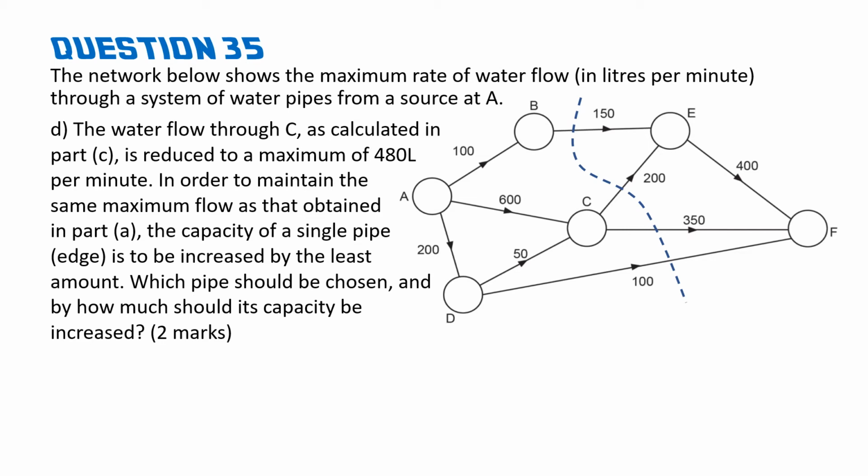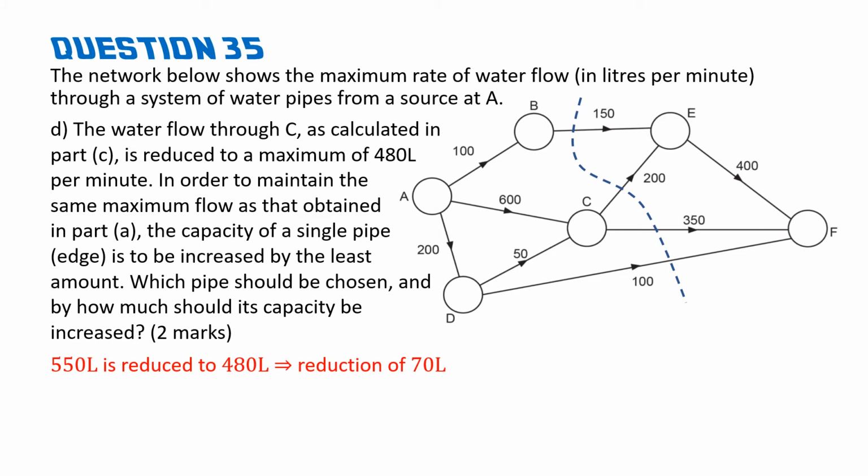So the first thing we need to look at is our 480 litres. We had 550, we're dropping it down to 480, so that means we have a reduction of 70 litres. So somewhere we're going to have to add on 70 litres. So where can we add on our 70 litres? Well, there's no point looking at anything in the middle, because everything in the middle's got to go through C, and C's already been decreased. So now we want to look at some of the other numbers.